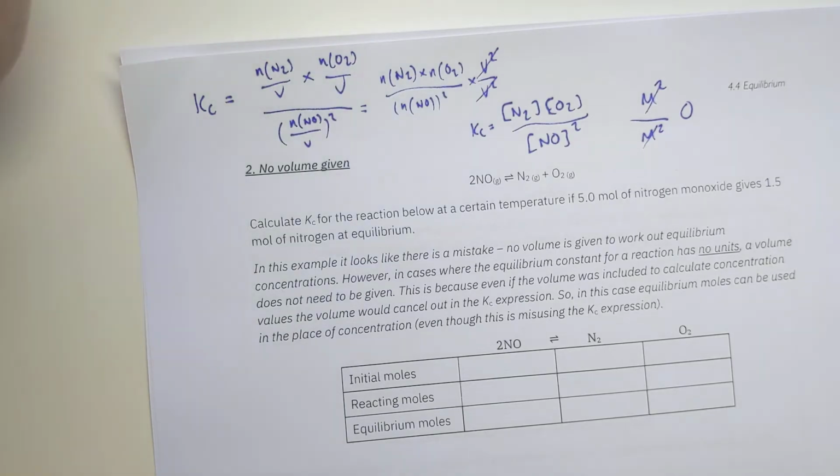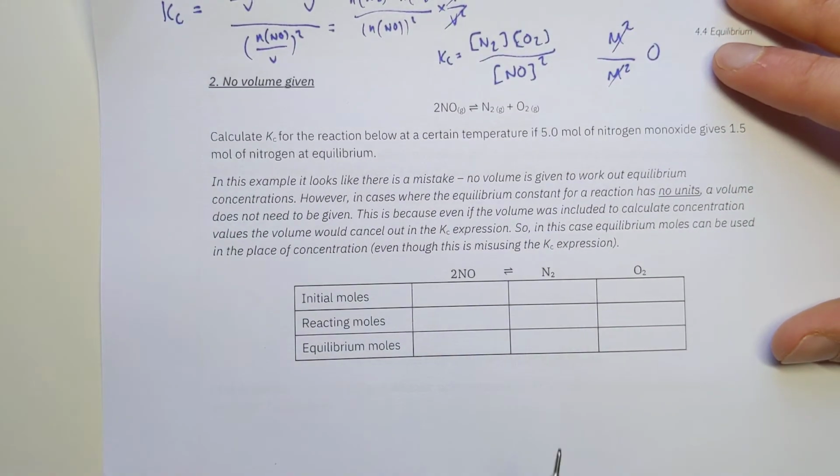So sorry if you got bogged down in that. The take-home message is, when you've got an expression or question where they've not given you a volume, it's probably because the Kc expression has got no units. In this case, you don't actually need to convert the moles into concentration. You can just use the moles value. So as we'll see, I just do the working out here.